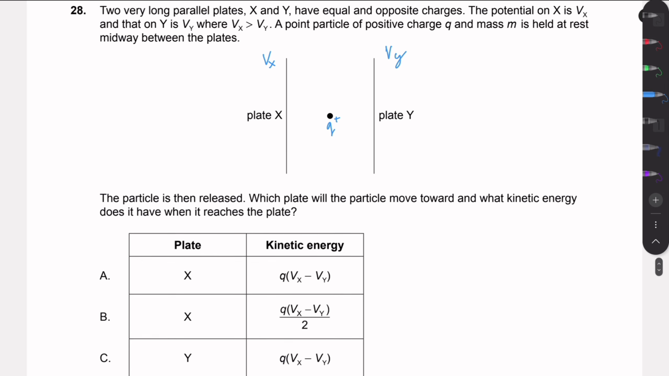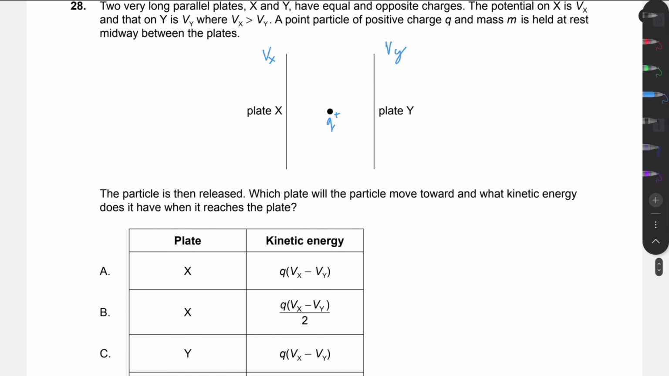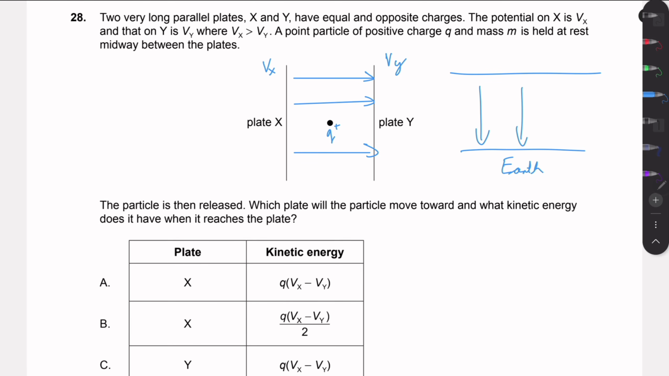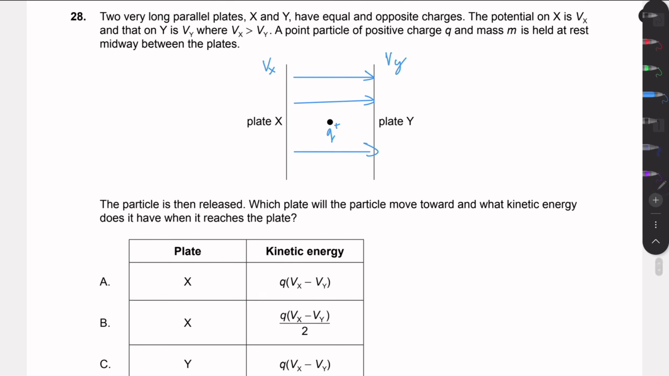If Vx is larger than Vy, then we know that the electric field lines will point this way, as electric field lines always point in the direction that the potential is decreasing. Also, if we think on Earth, the field lines always point downwards like this. g points downwards as it's pointing from a higher potential to a lower potential. That's kind of similar here as well.